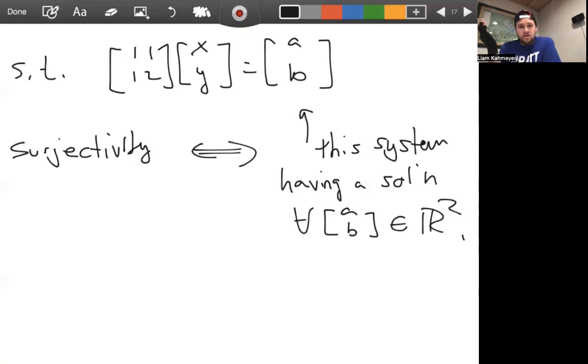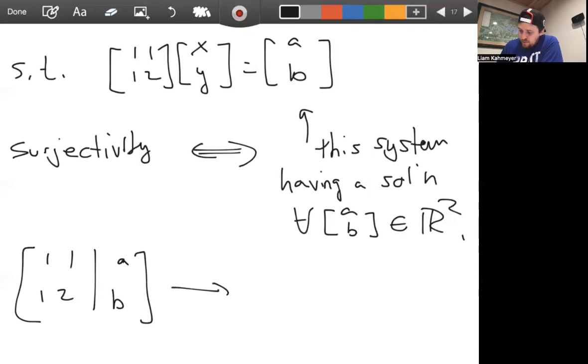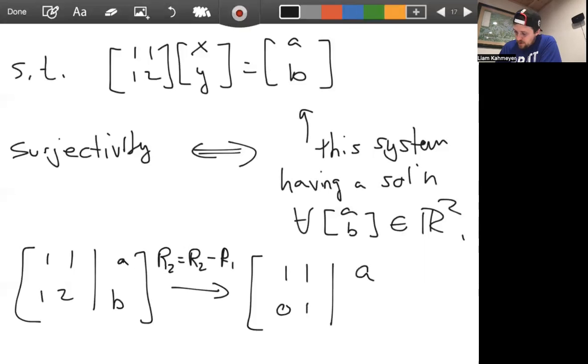So we know how to solve this system, right? In this case, proving surjectivity is the same as solving this system. Well, we can solve this system pretty easily. We set up the augmented matrix [1, 1, | A; 1, 2 | B]. And pretty quickly, we see if we take row 2 and replace it with row 2 minus row 1, we're going to get [1, 1 | A; 0, 1 | B minus A].